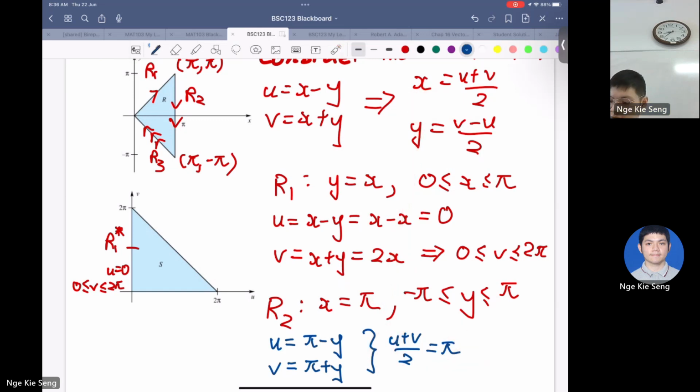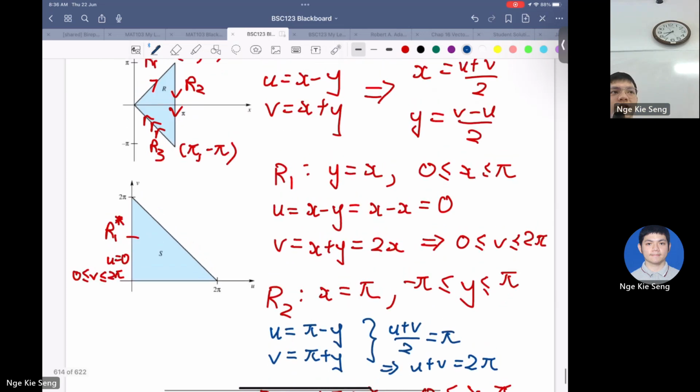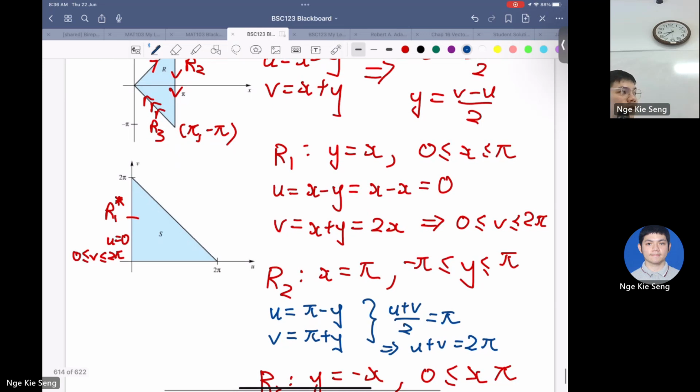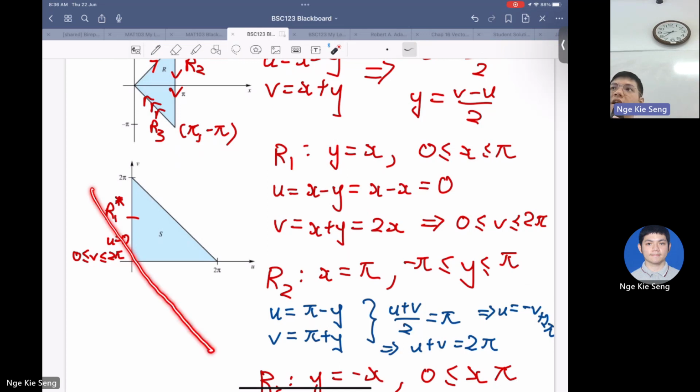What is u plus v equals 2 pi? This is a line, right? U equals minus v plus 2 pi. Correct? Okay, so what's this line here? U equals minus v is this line, but you shifted up by 2 pi. So what's the range here?